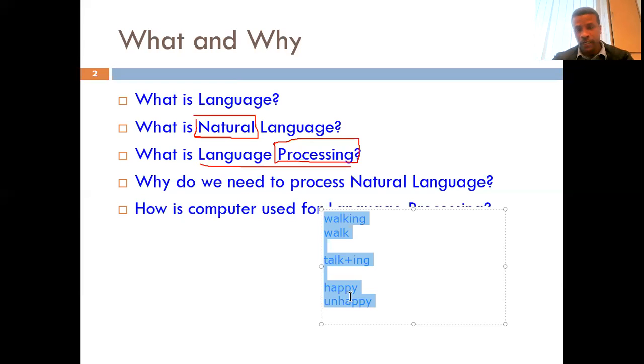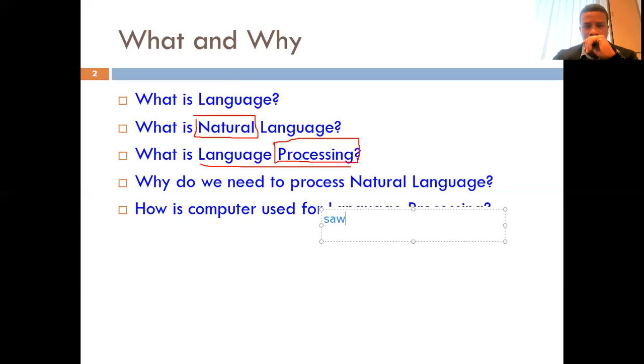Now, what is the meaning of this word? Gametru, what is the meaning of this word? Okay, Mabrad. It is looking or seeing something, but the word is in the past tense, right? Okay. So let's have this one.